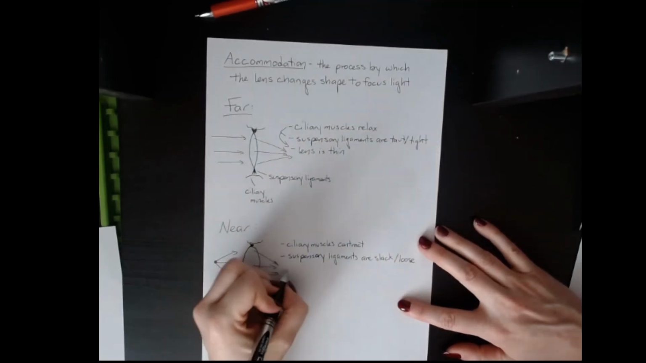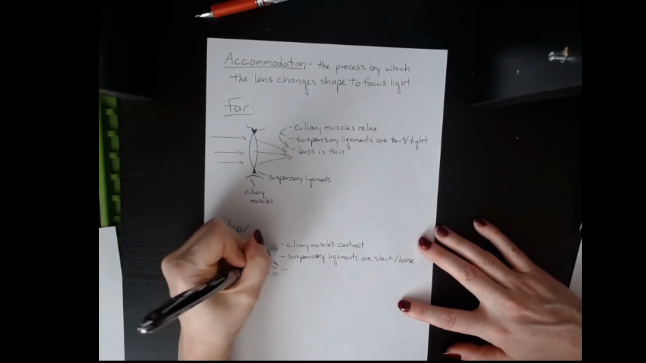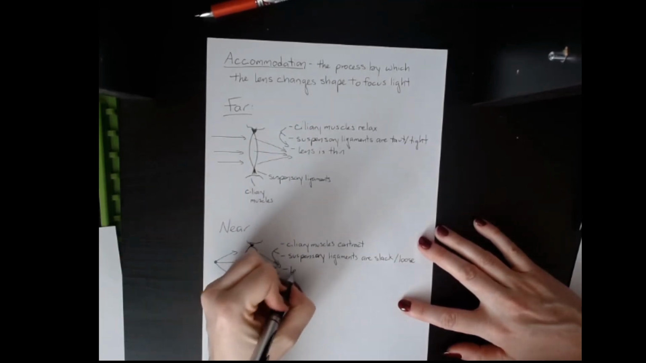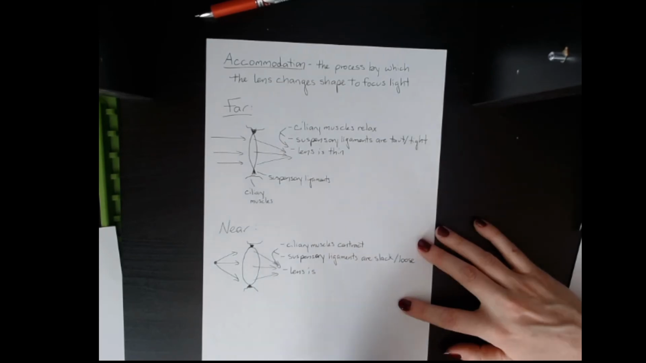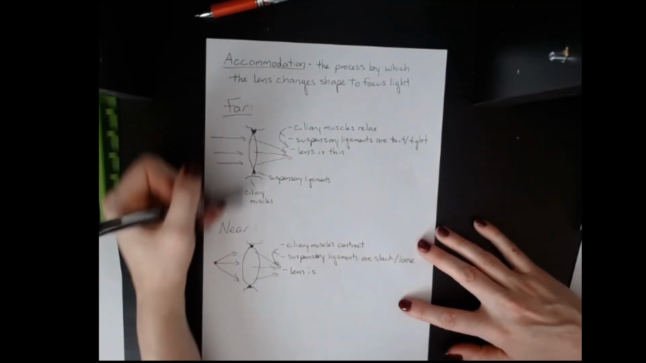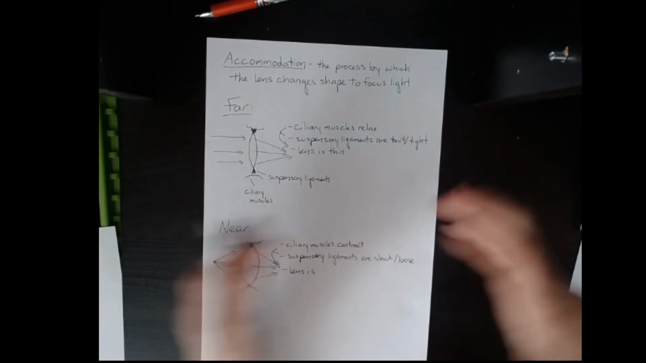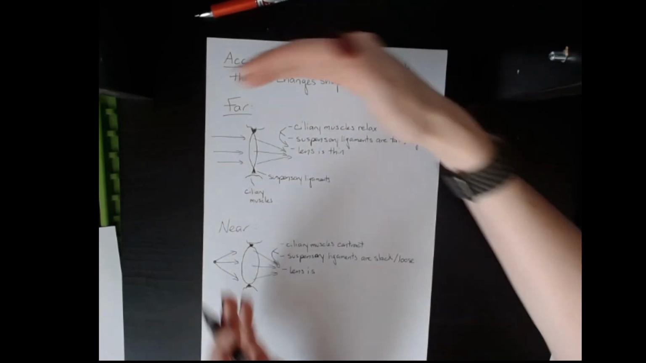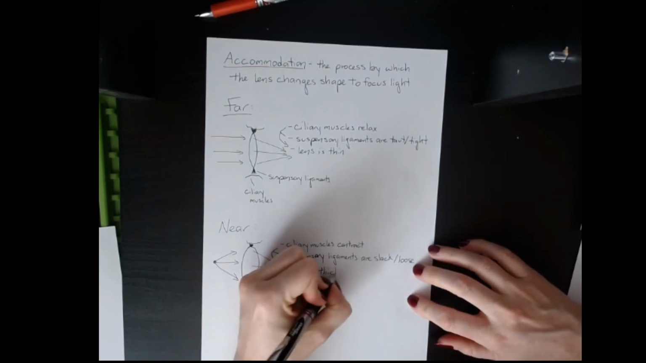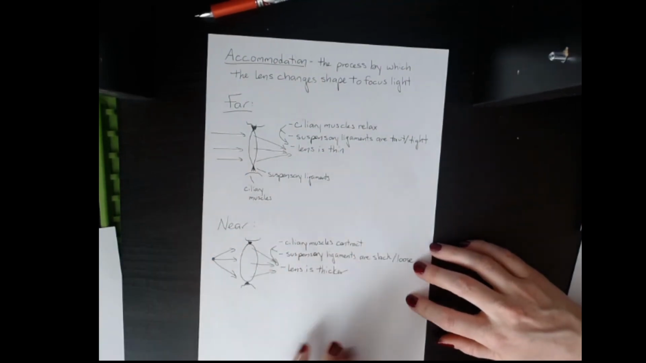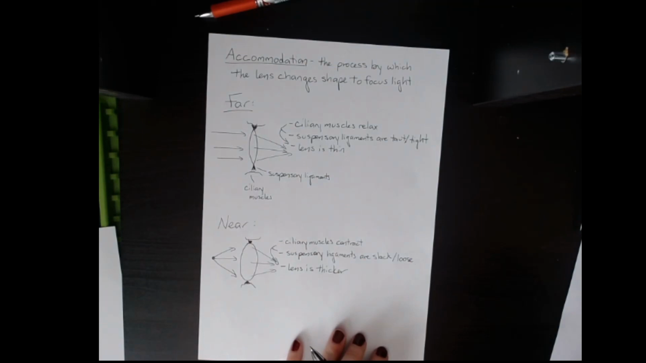All right. And because of these two things, the end result is the lens, you could say, is thicker or fatter. Please make sure you do not say it's bigger. It's not bigger. I know these aren't drawn to scale. It doesn't actually increase in size. What it does is it just kind of squashes down and gets thicker, so that it can refract the light more. So that's accommodation.